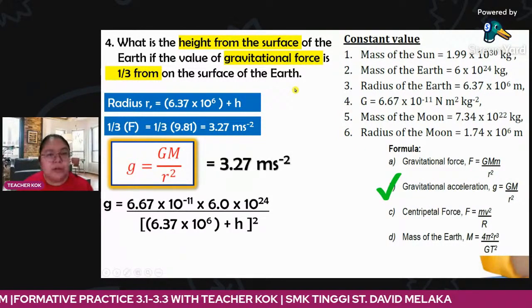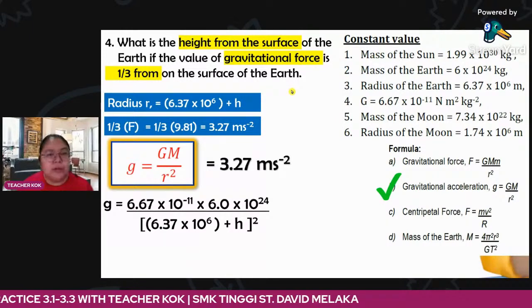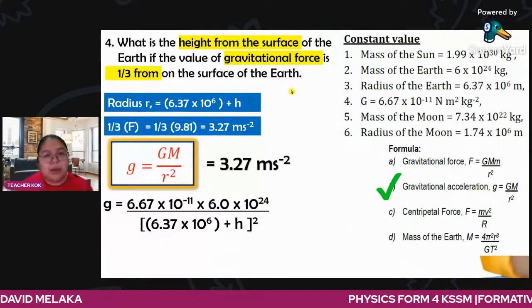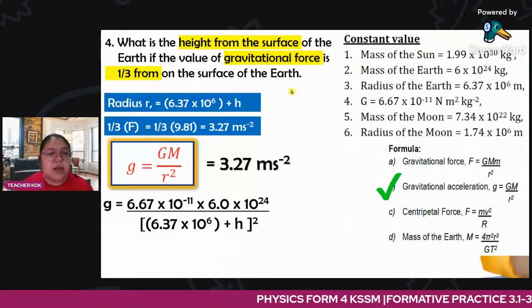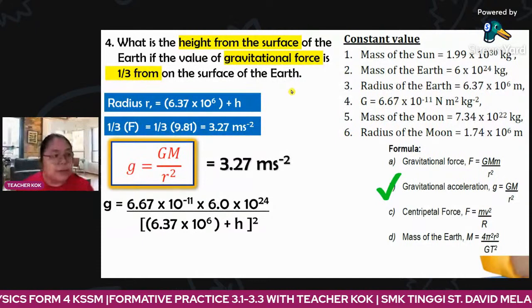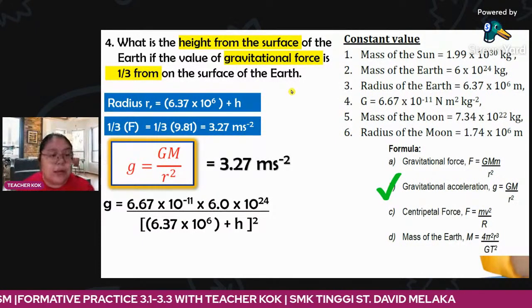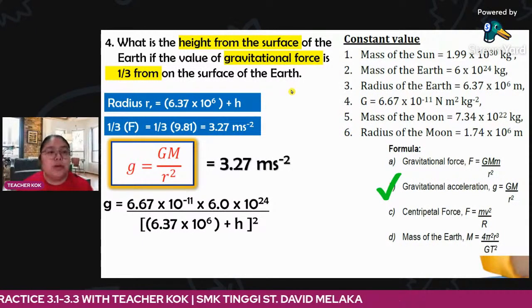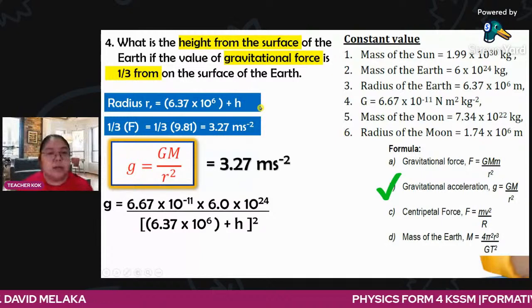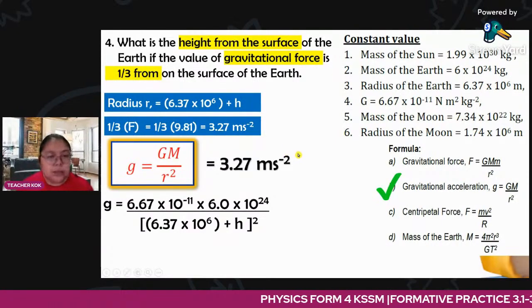Okay, so if you want to find the gravitational force, then you need to find out the formula, is it? So G equals M m over r squared, is it? If you use that formula, you should get the answer 9.81, exactly the same. So from here, we need to know that it is 1 over 3 smaller than the Earth, so that means the gravitational force is also a smaller part of the Earth's.